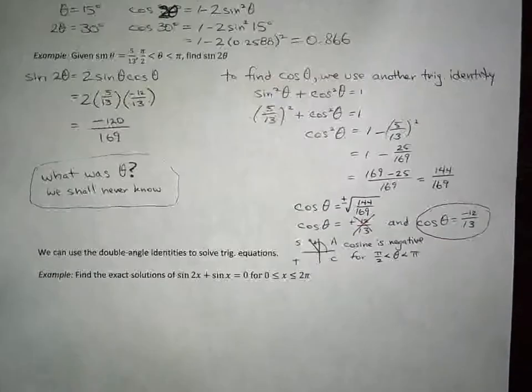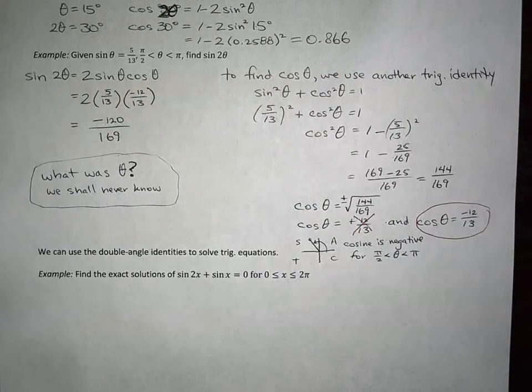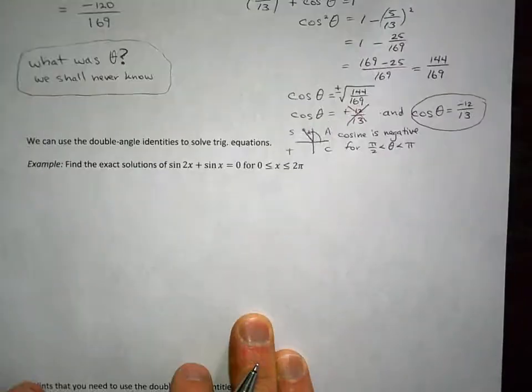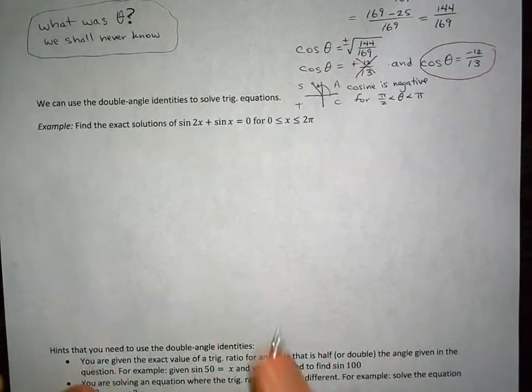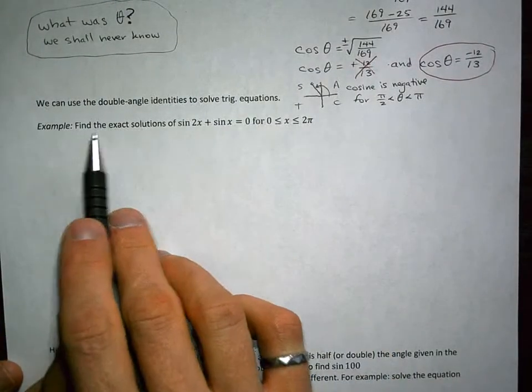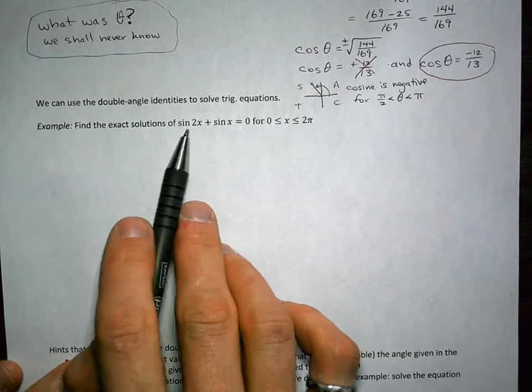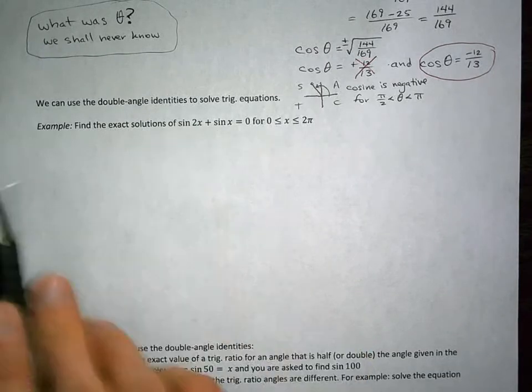But we figured out what sine 2 theta is. Here's another question that we can do. This one is a trig equation. Find the exact solution of sine 2x plus sine x equals 0.